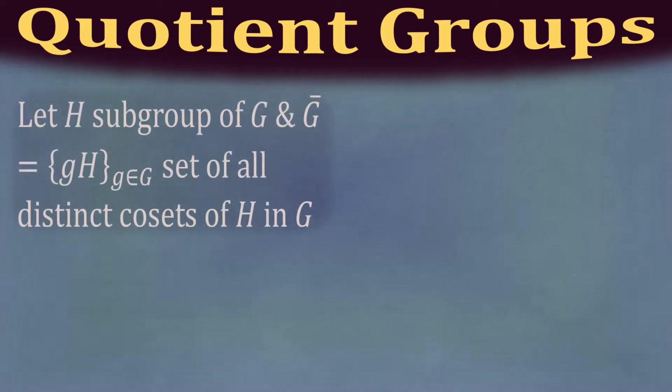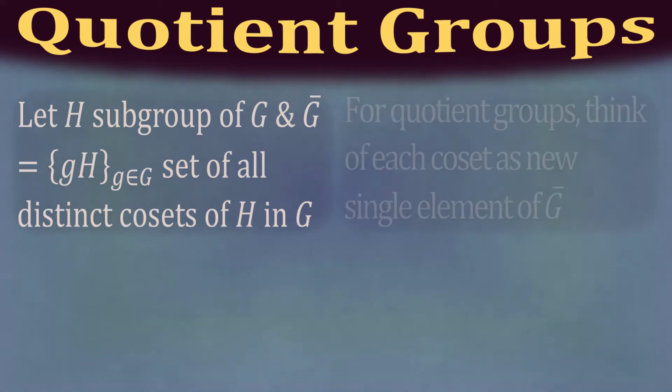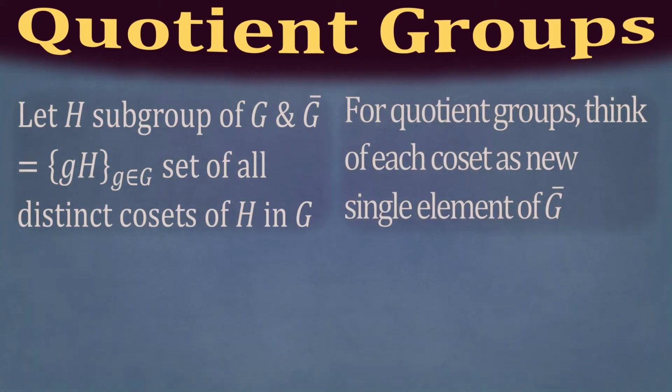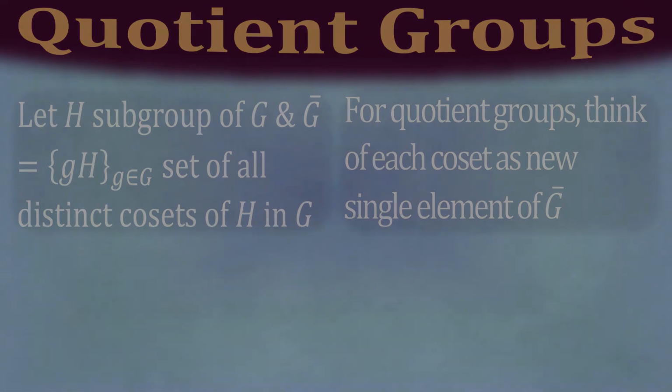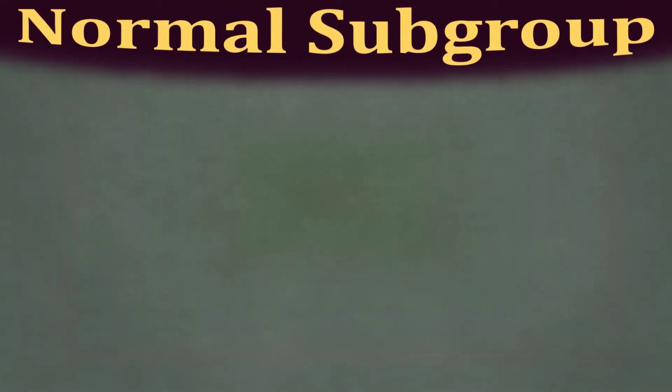So first, let's give an informal description. Let H be a subgroup of G, and let G bar equal the set of all gH for g in G, that is, the set of all distinct cosets of H in G. For quotient groups, we need to think of each coset as a new single element of this new set G bar. Before we can define a quotient group, we need to define a normal subgroup.